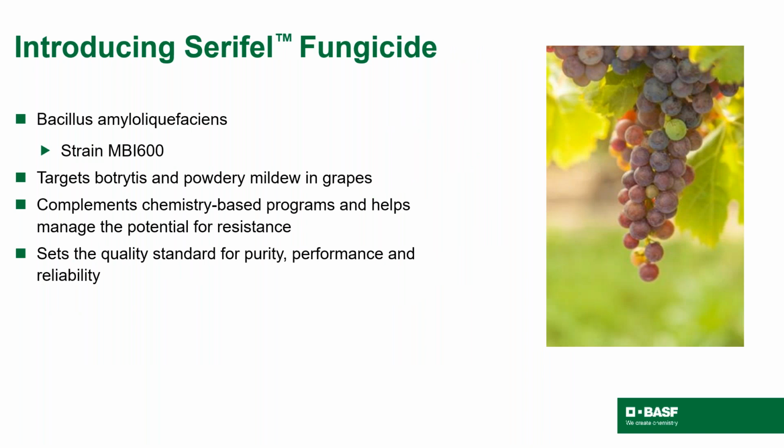So with the knowledge BASF has collected, we have tried to set a quality standard for this purity of spores that will help us to enhance the performance and reliability. And so with that, I introduce Serifel, which is our new foliar applied Bacillus fungicide. It's called Bacillus amyloliquefaciens, and it is a special strain called MBI 600. We've done extensive testing on Serifel on how it works and some of the metabolites it produces and how it communicates.